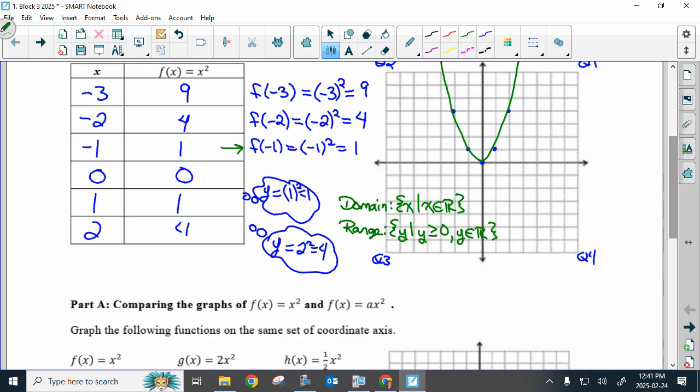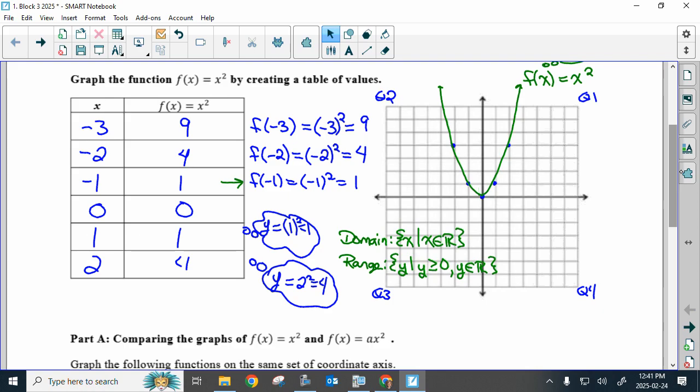This turning point, so right now, this is going down, down, down, down, down. It turns around and then it goes up. This turning point right here is called the vertex. Critical features of any graph would be x-intercepts, y-intercepts, and vertex. And this whole unit is going to be algebraically determining all three of them. Okay?